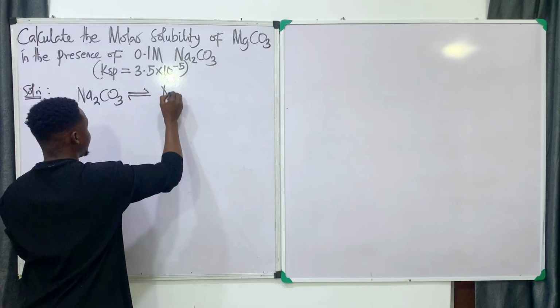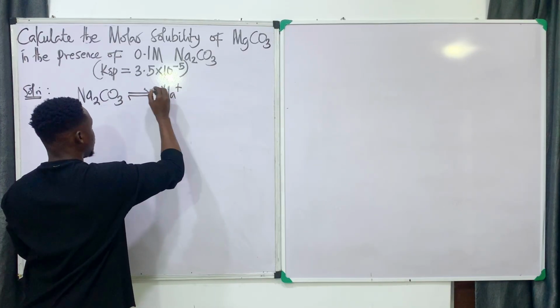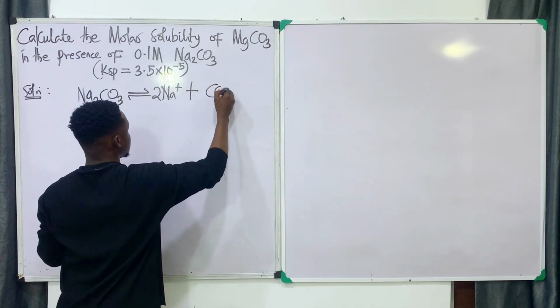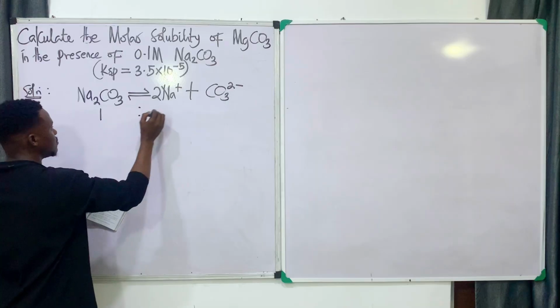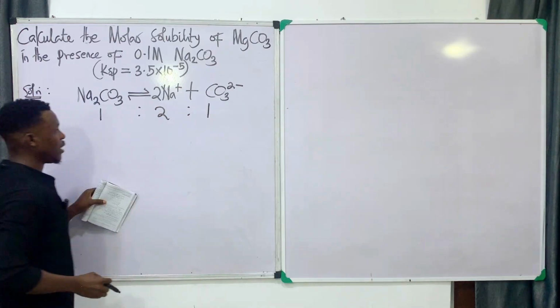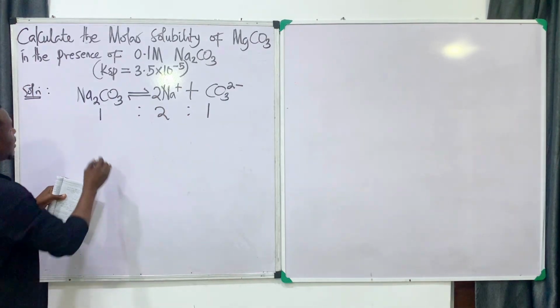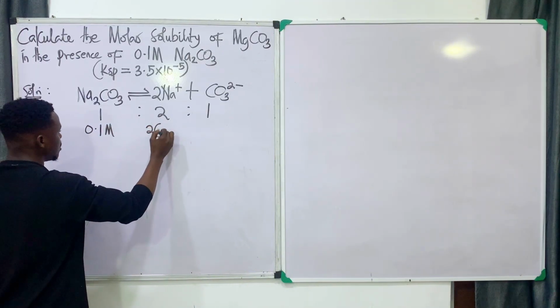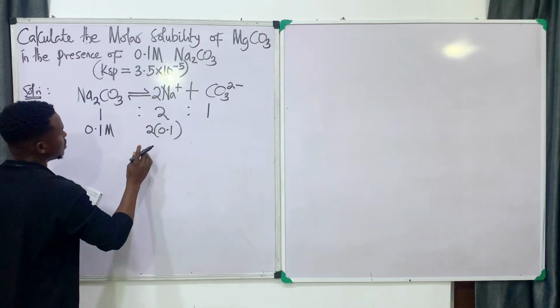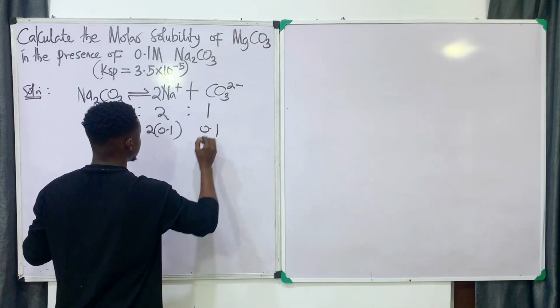We're going to have Na plus 2, minus. So this is 1 is to 2 is to 1. So whatever the concentration of this guy is, this is 0.1 molar. So this will be 2 into 0.1, and this will be 0.1.